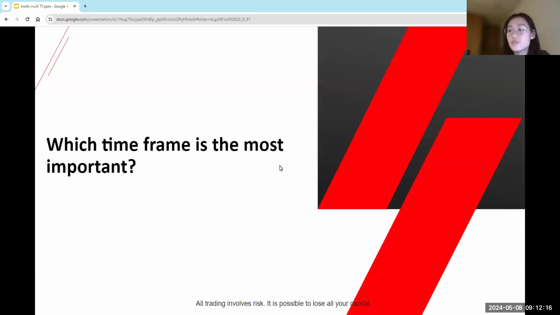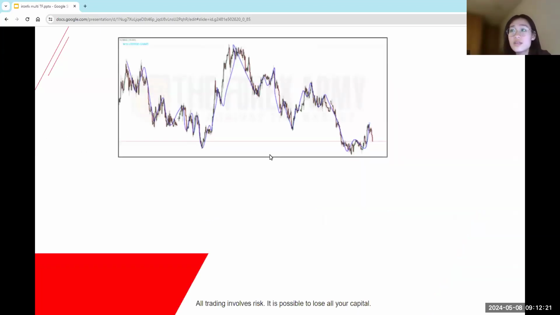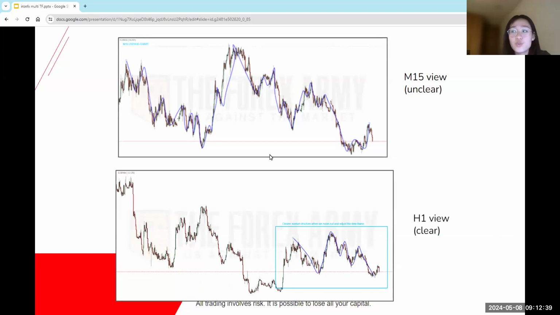So which time frame is the most important to use? Okay, so this image here is taken on our USD SGD chart, and this is on the M15 view. You can see it's very unclear. Price structure is very messy. But if we look at our H1 view instead, on the same USD SGD chart, it's a much clearer view and a much nicer chart to analyze on.